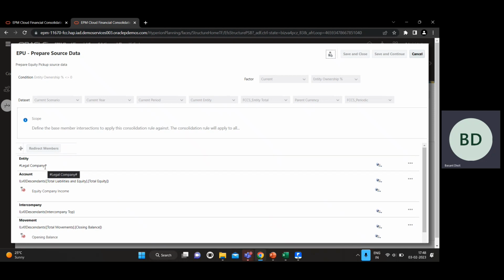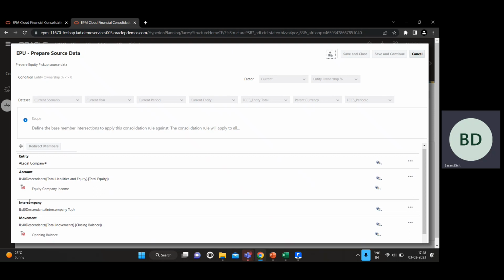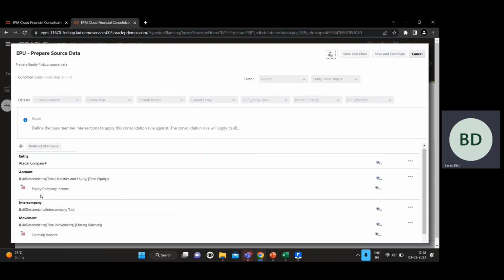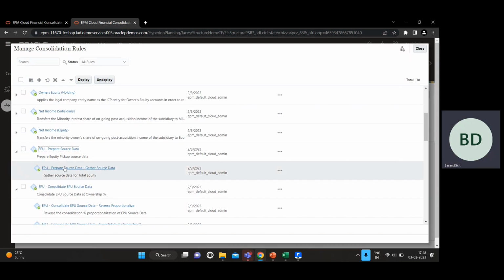Legal company, I already told you, is any company that is the zero level member, especially for the equity pickup case. And accounts we have chosen as company income. That is why we are getting all the data in the amount in the equity company income. Here we have excluded, but I will tell you how it is coming. Okay, this is the first rule. So it is excluding. I will tell you the target rule also.